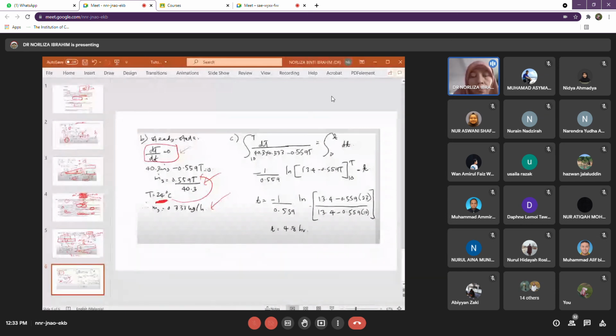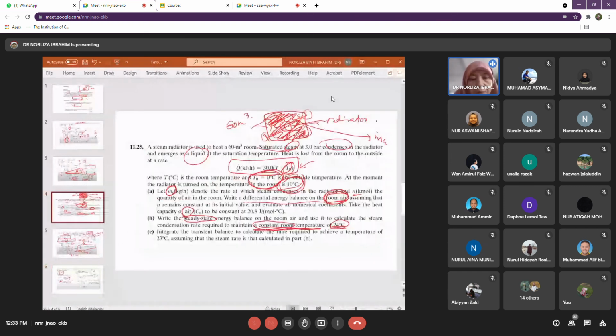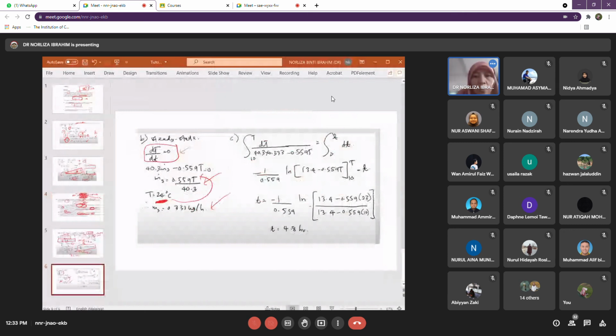Now you are asked to integrate the transient balance to calculate the time required to achieve a temperature of 23 degrees C, assuming the steam rate is as we calculated in part B, which is 0.333. So you put MS as 0.333 here and integrate, and you get this expression. Then you put T as 23 degrees C, because they want to know the time required to increase the room temperature to 23 degrees C. So it is actually 4.8 hours.